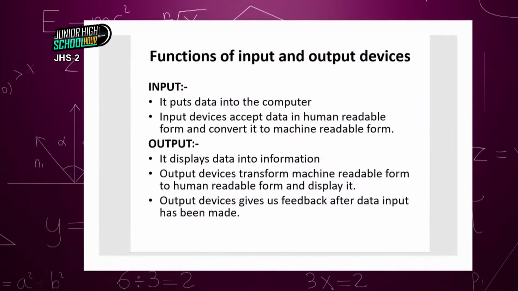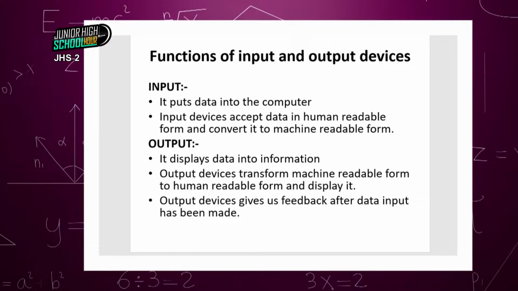So the first one is an input device. It puts data into the computer. Very simple. It accepts data in human readable form and converts it into machine readable form. So the input's purpose is to accept data in human readable form. That's when you type A, B, C, D. It's a human form. Then it interprets it into the machine as machine language or machine readable form. It also puts data into the computer. So basically, they are the same, just an expanded form of explanation.